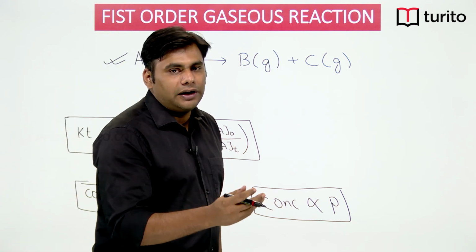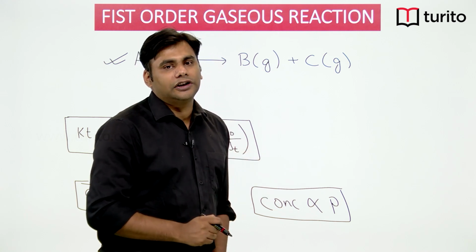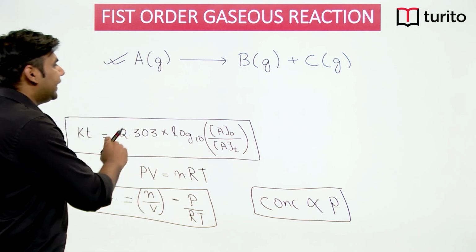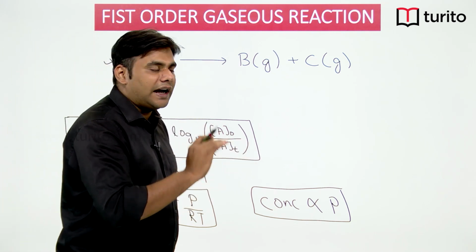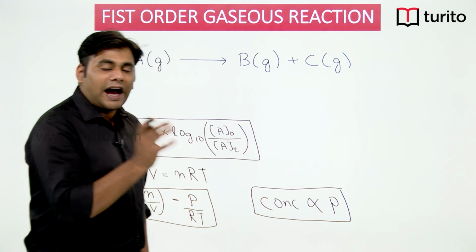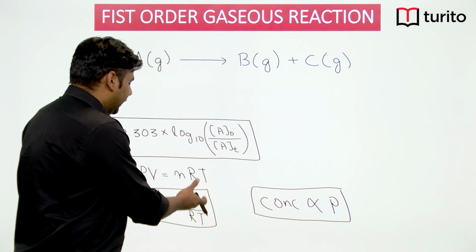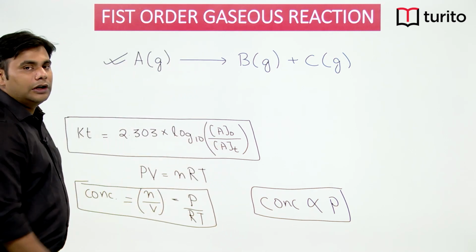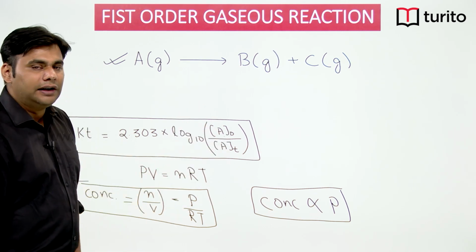When a reaction is happening, when a gaseous reactant is reacting, its partial pressure would decrease with respect to time. So in that case we don't know the concentration, so we will just say that the gases are behaving ideally and we know that the concentration is equal to P upon RT, and because the reaction is happening at a constant temperature, concentration will be proportional to the pressure. So instead of concentration we will write the pressure.